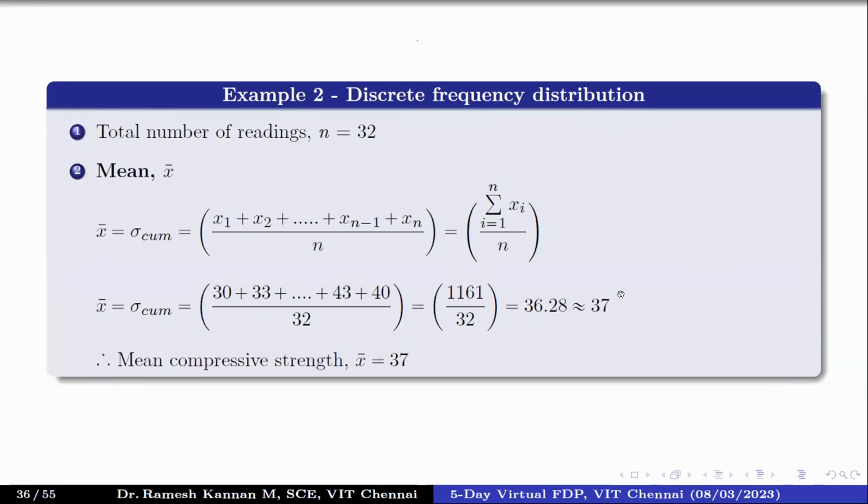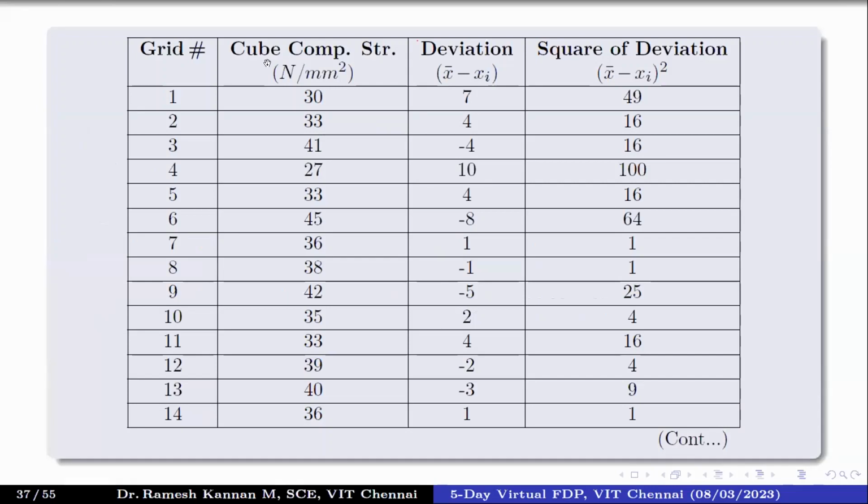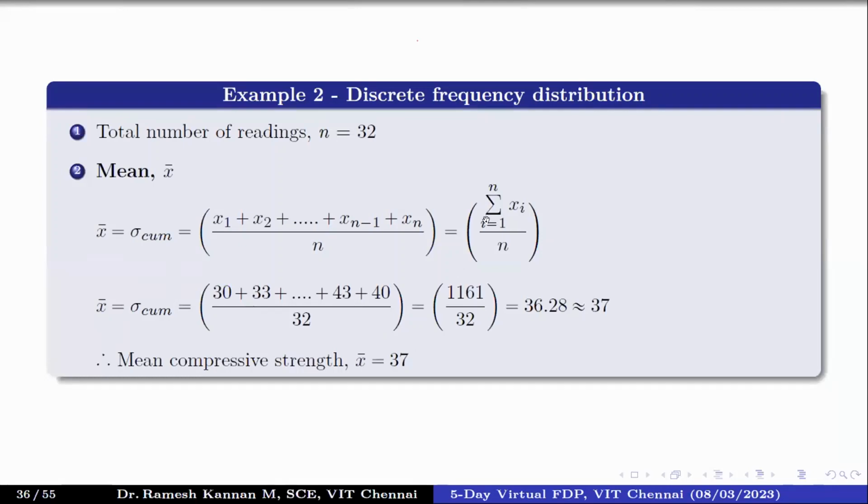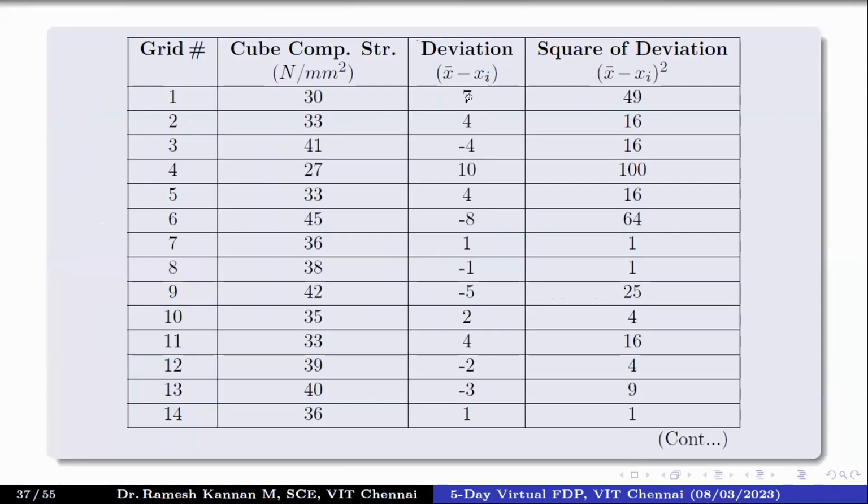You can take 37. Once you find out the mean, the next step will be finding out the sample standard deviation. Actually, nowadays you can find them in calculators or even Excel sheets. But I'll do the old-fashioned way, taking the compressive strength value and finding the deviation. Mean is 37, x bar is 37, minus 30 is 7.